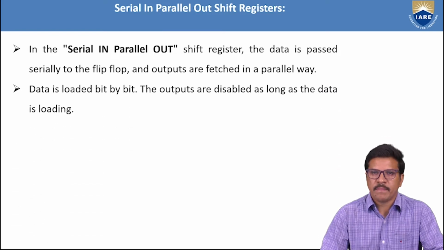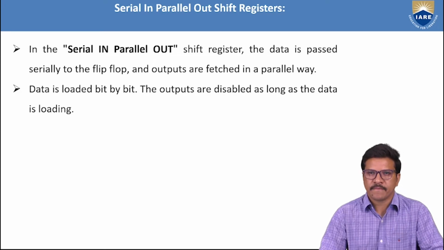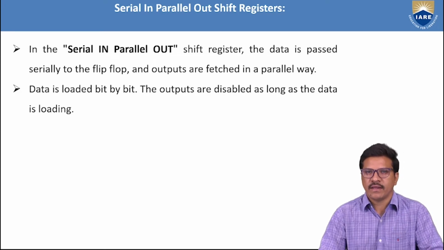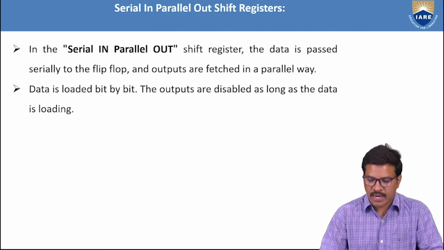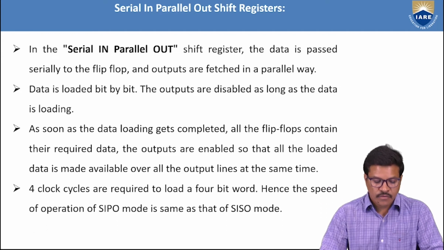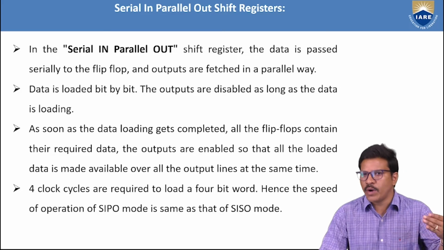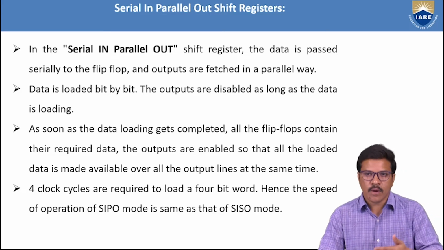The data is loaded bit by bit. The outputs are disabled as long as the data is loading. And once the data is loaded, then it is ready to collect the data in a parallel way. Four clock cycles are required to load a 4-bit word, as we have seen in the first case. So serially we have loaded. So it is serial in parallel out.